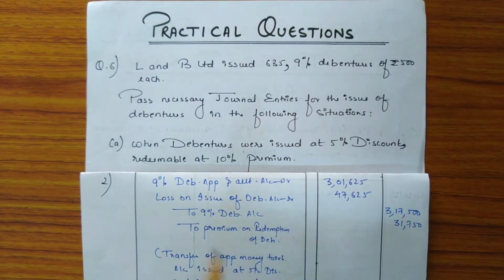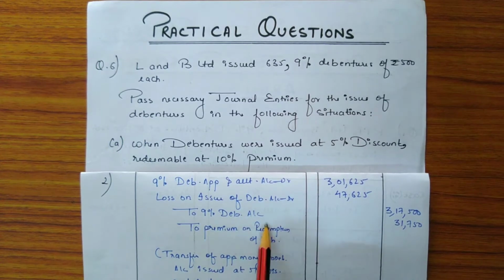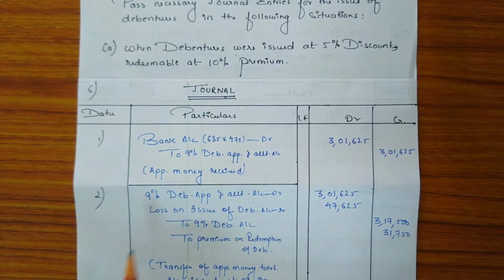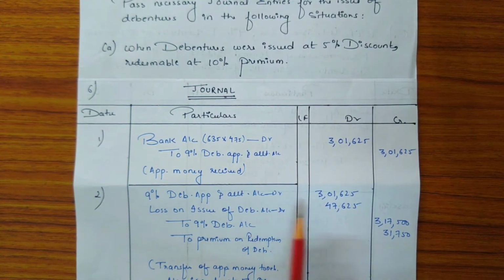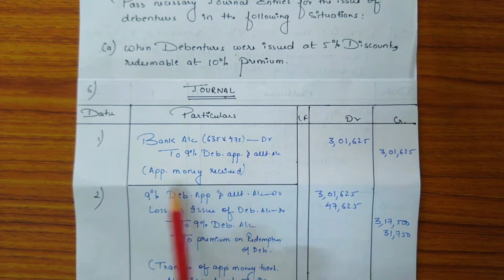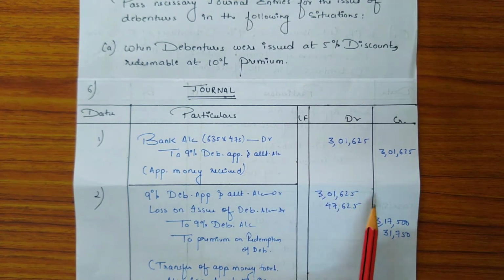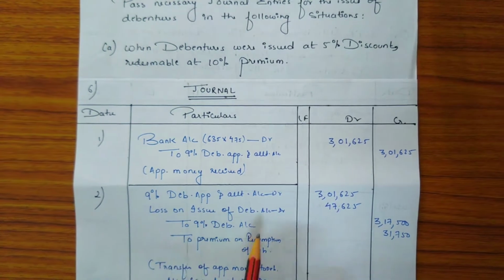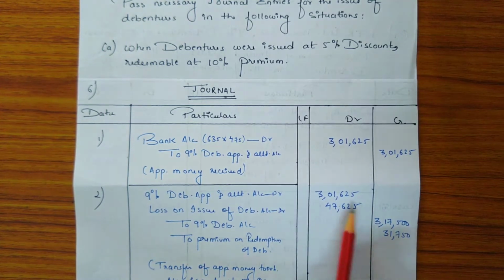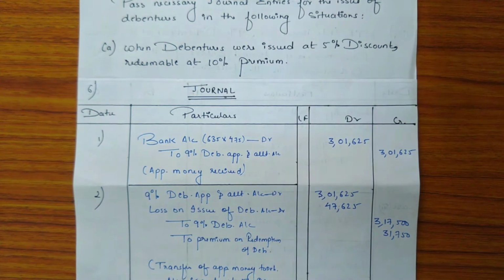So now the entry will be 9% debentures application and allotment account debit, loss on issue of debentures account debit to 9% debentures account, to premium on redemption of debentures. So 9% debentures application and allotment account will be debited with the amount received on application money. So and the amount is 3,01,625. Loss on issue of debentures account will be debited with the amount 47,625, and this amount includes both the amount of discount allowed and premium on redemption.